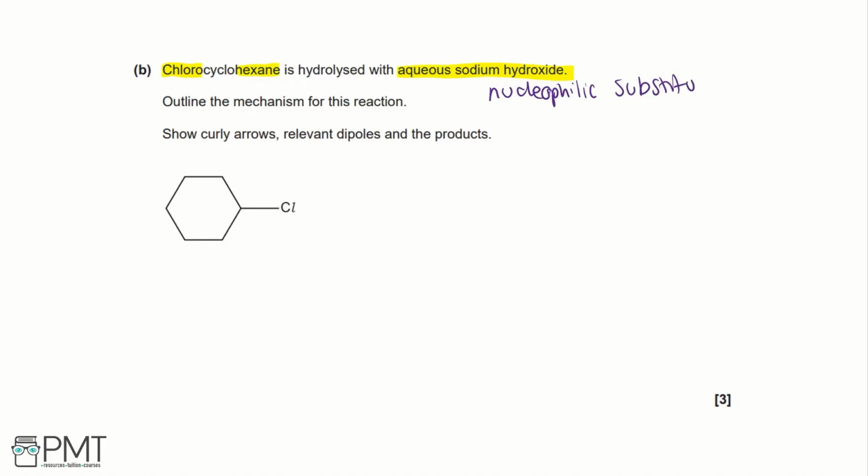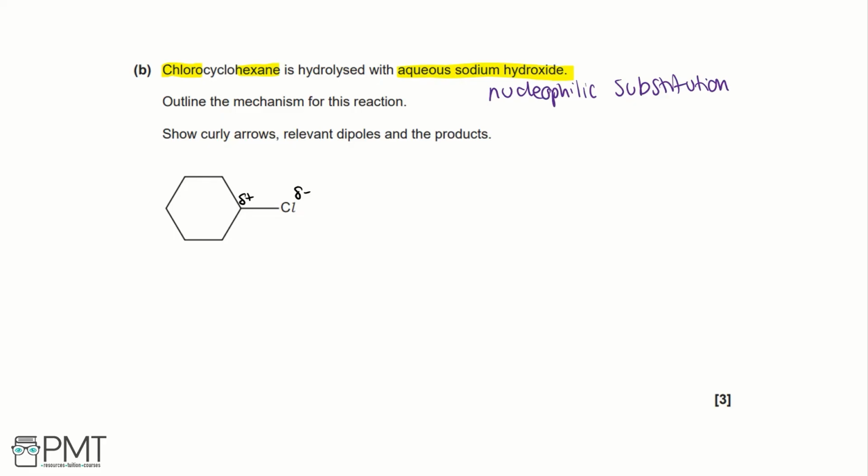So we're going to run through the different curly arrows that you need to have, and this is just a set curly arrow thing that you can repeat on every nucleophilic substitution reaction you come across in A-level chemistry. So firstly, on the halogen, so on the chlorine, we're going to have a delta negative, and on the carbon we will have a delta positive. So this is on the carbon halogen bond.